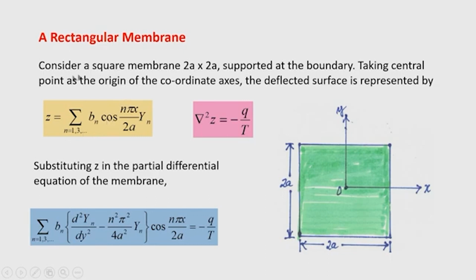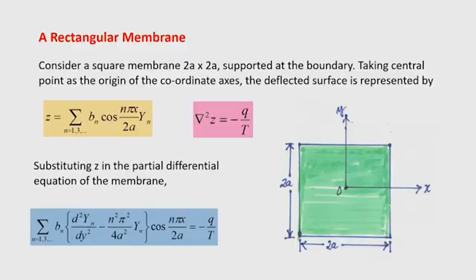So, therefore, if this is the solution of the equation and B n is a constant, this solution can be written in series form, that is, if I expand the sum, B 1 cos pi x by 2a into y 1 plus B 2 cos 2 pi x by 2a into y 2 plus B 3 cos 3 pi x by 2a into y 3, like that. The summation goes up to infinity, because an infinite number of terms are there, but for practical computation we have to truncate the terms to a finite number.